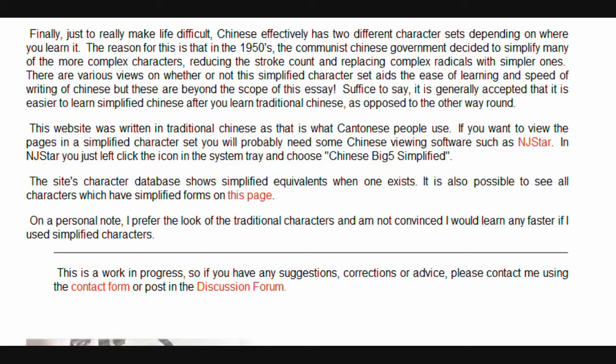The site's character database shows simplified equivalents when one exists. It is also possible to see all the characters which have simplified forms on this page. On a personal note, I prefer the look of the traditional characters and am not convinced I would learn any faster if I use simplified characters.